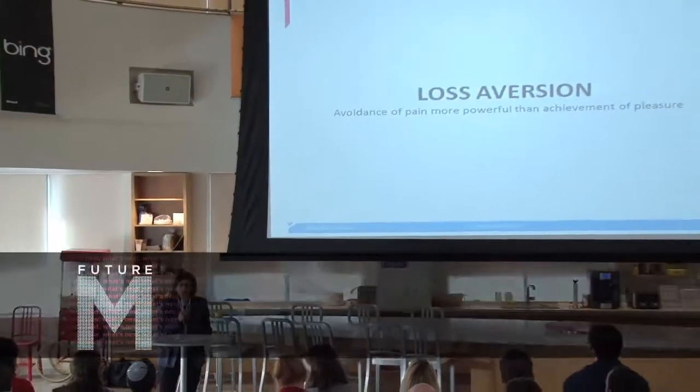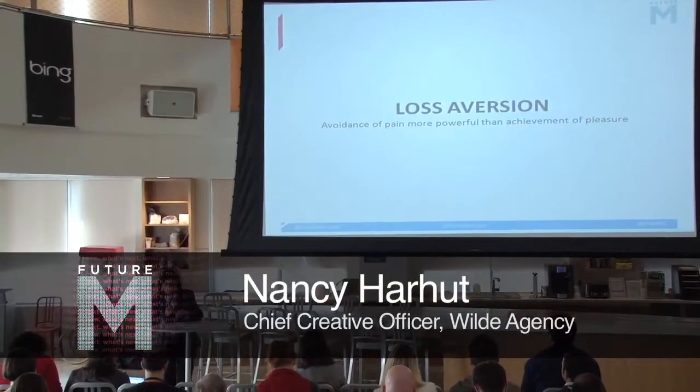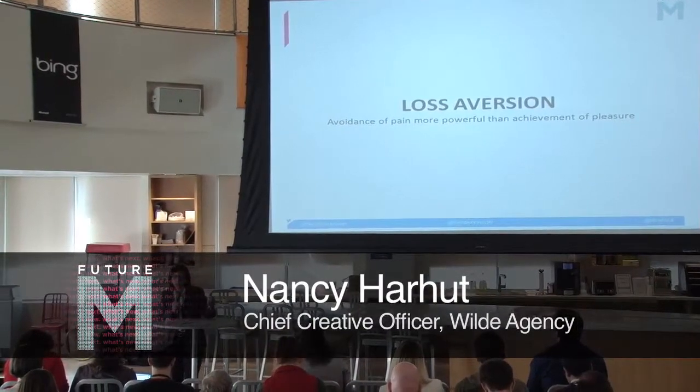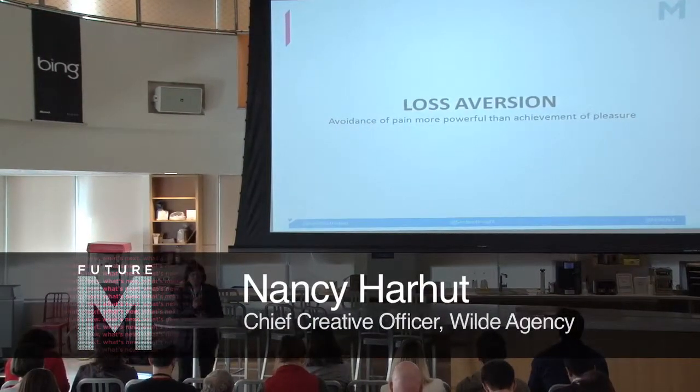The key thing about loss aversion is that the avoidance of pain can be a more powerful motivator than the achievement of pleasure. We're trying to avoid pain. In fact, social scientists have found that avoiding pain can be twice as psychologically powerful as achieving pleasure. This is interesting for us as marketers, because we're all about the benefits: here's what you're going to attain if you use my product or service. Instead, maybe it's about what you're going to lose if you don't use my product or service.